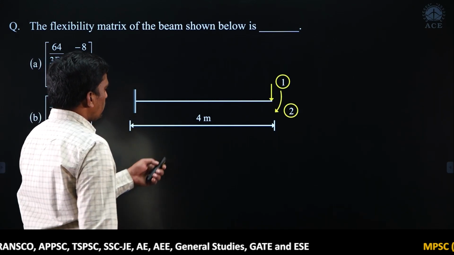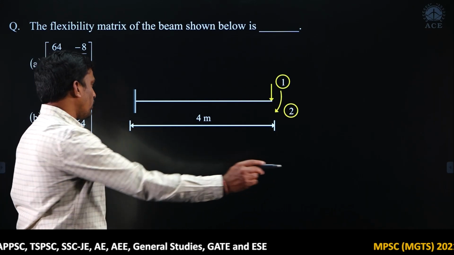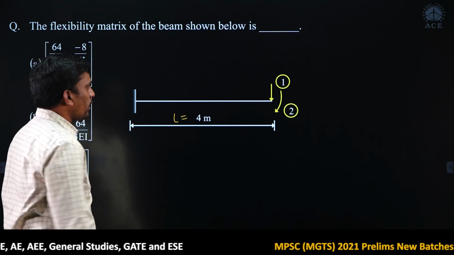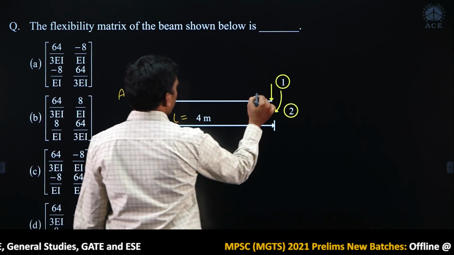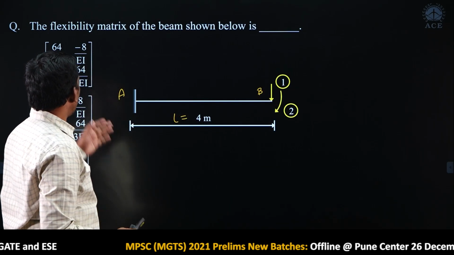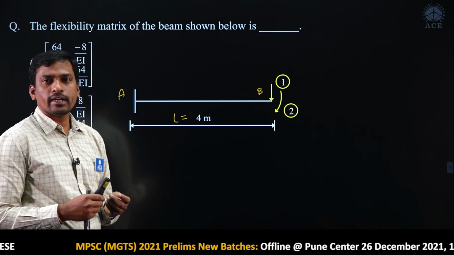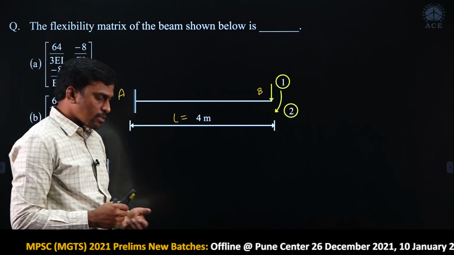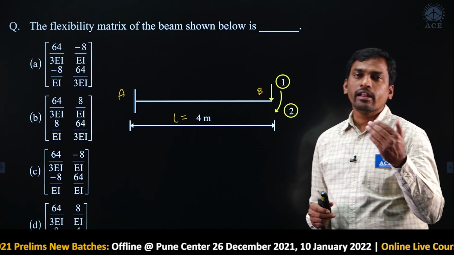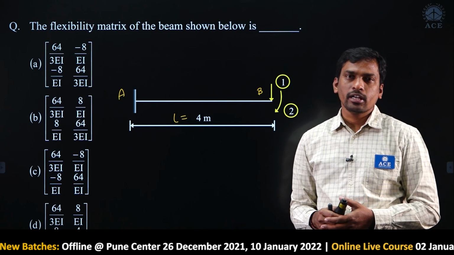This also we already solved in class notes, okay. Just consider this is the L, then this is A and this is B. Students, he is asking to generate the flexibility matrix. If it is a flexibility matrix, what are the unknowns? Redundant forces are unknowns, right, in flexibility matrix.